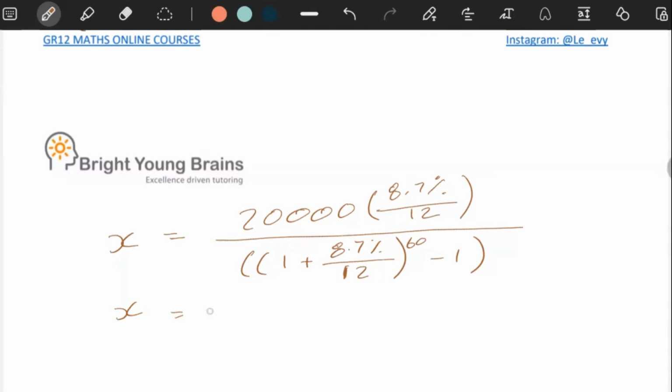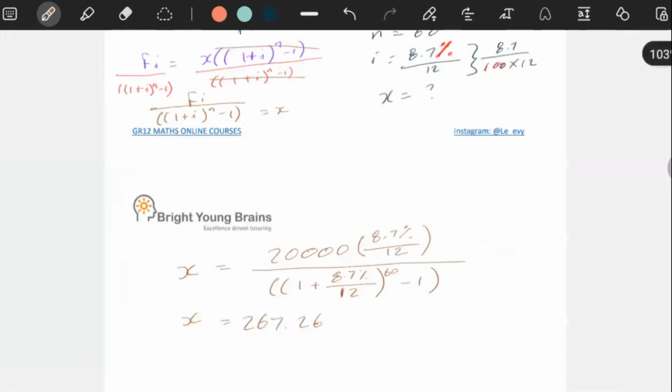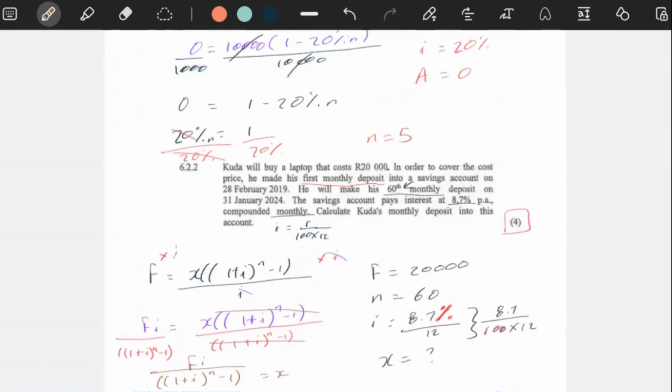Okay, this is a very normal looking answer because 267.26 rands monthly over 60 months. Yeah, if that money is gaining interest, it will definitely accumulate 20,000. That's very believable and doable. So this question for 4 marks, I believe we are good.